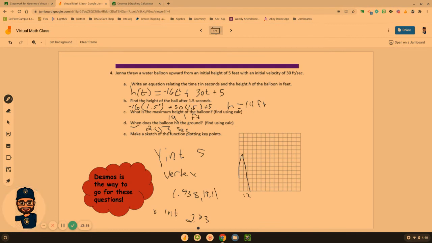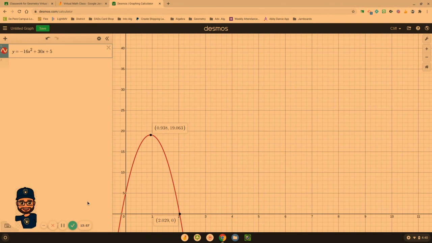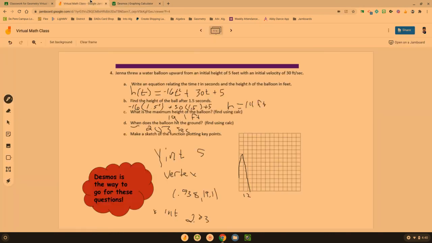And so those are the key things that you're looking for from that graph, right? The y-intercept was 5. That's where it left my hand, 5 feet off the ground. It went all the way up here as a water balloon, and at 0.9 seconds, it reached a height of 19.1. Then it slowly started to come back down to the ground and eventually hit the ground at 2.03 seconds.